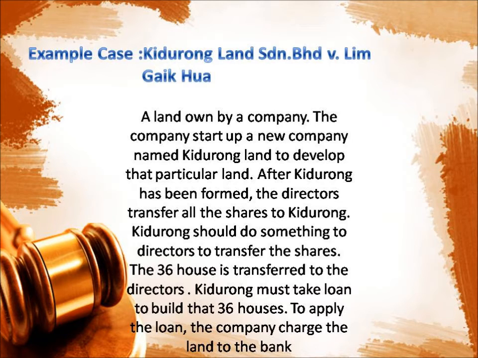Kidorong should do something for the directors in return for the transfer of the shares. The 36 houses are transferred to the directors. Kidorong must take a loan to build those 36 houses. To apply for the loan, the company charged the land to the bank.